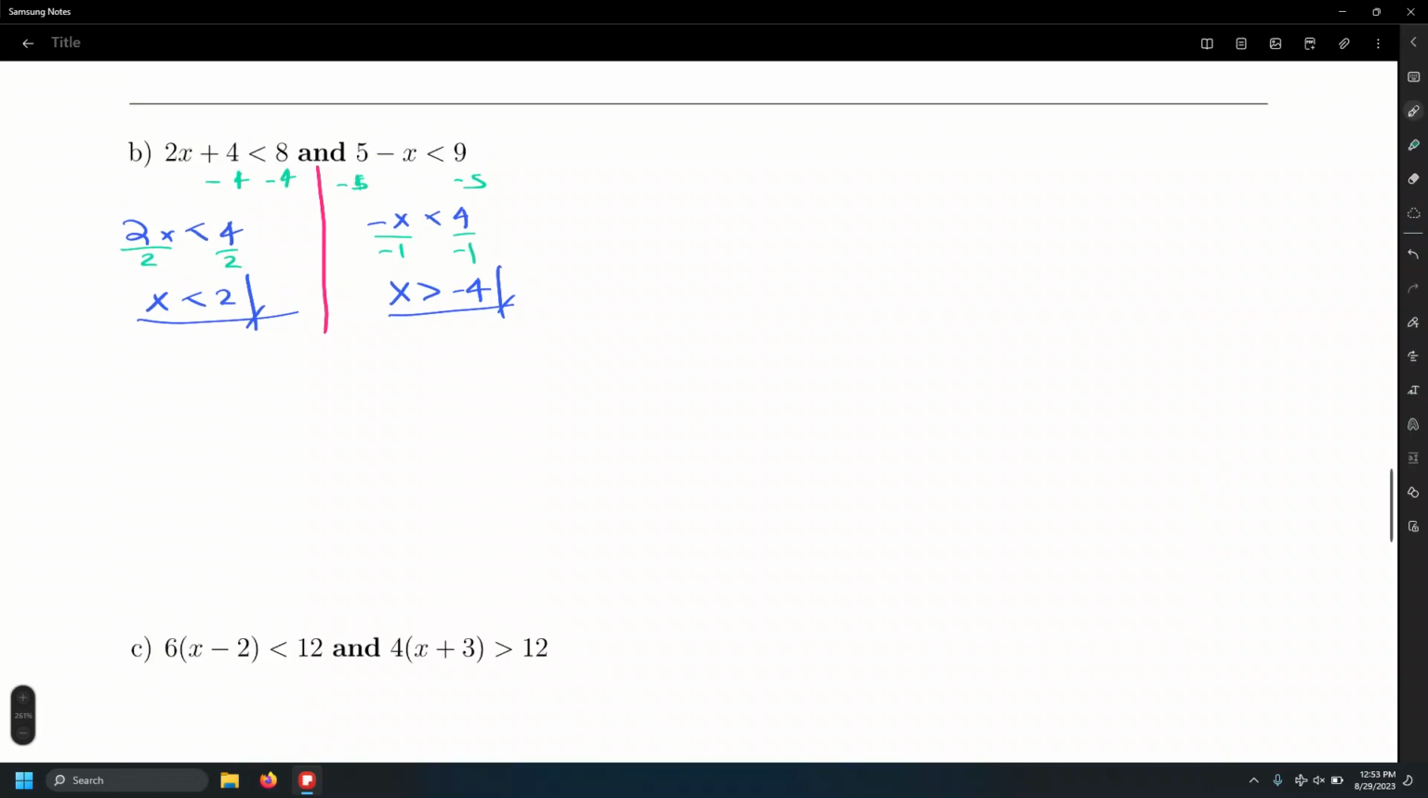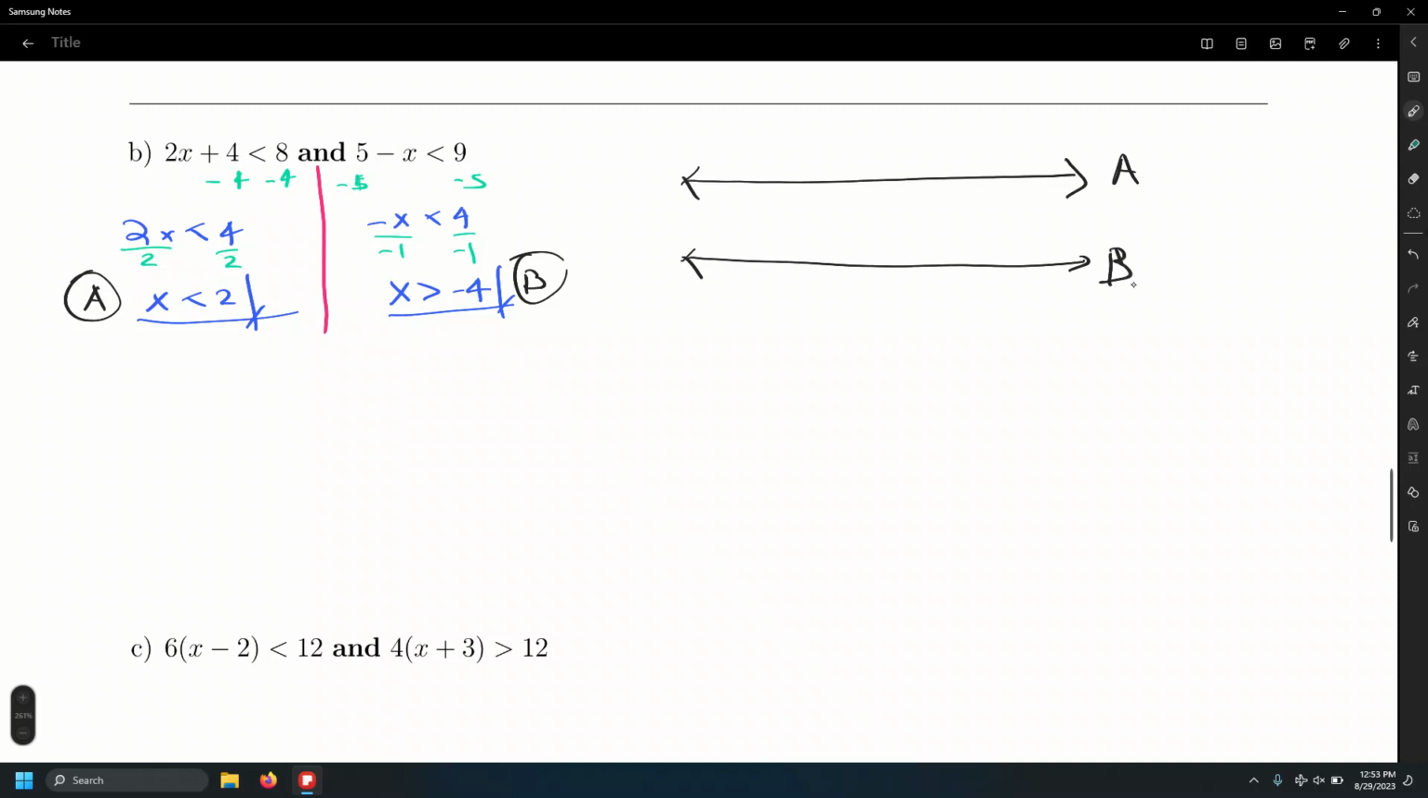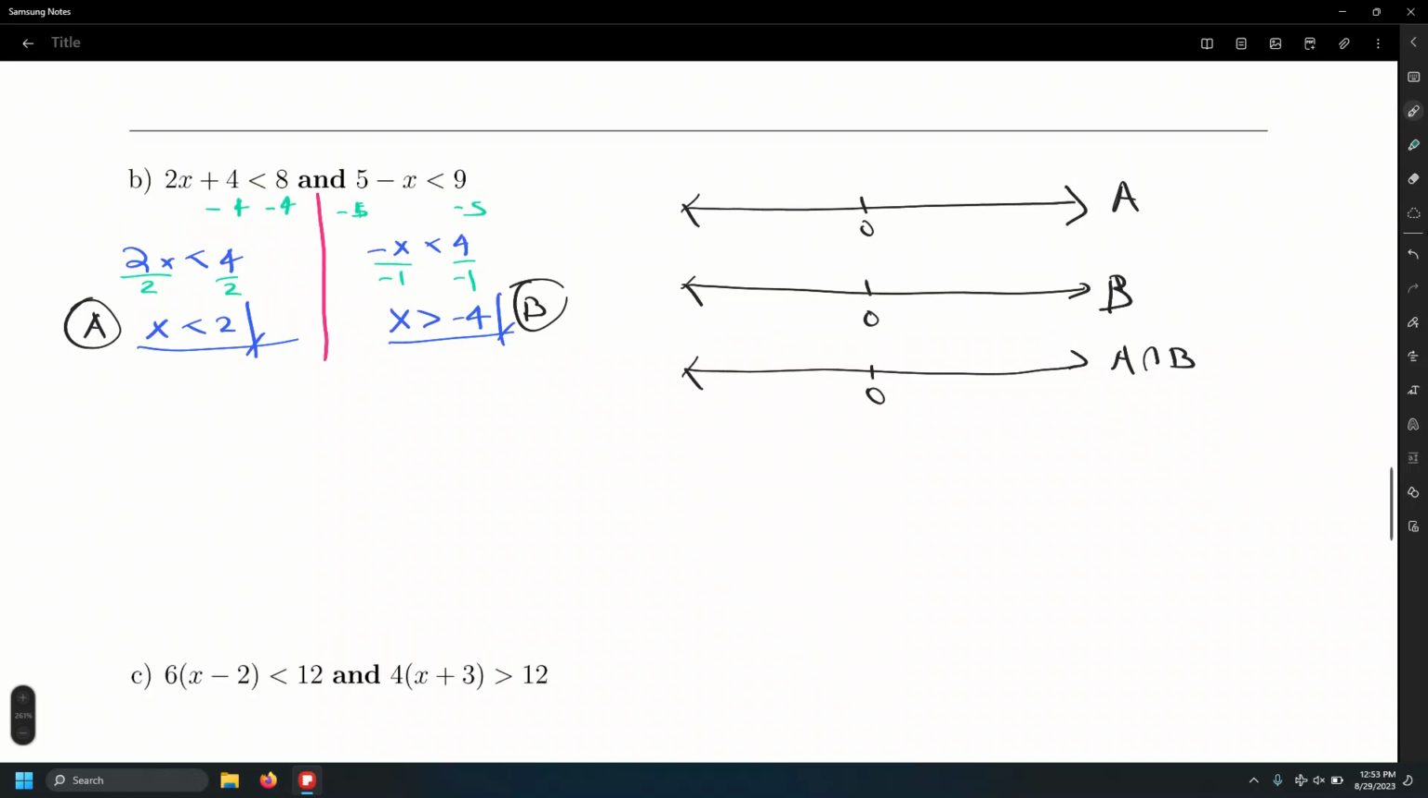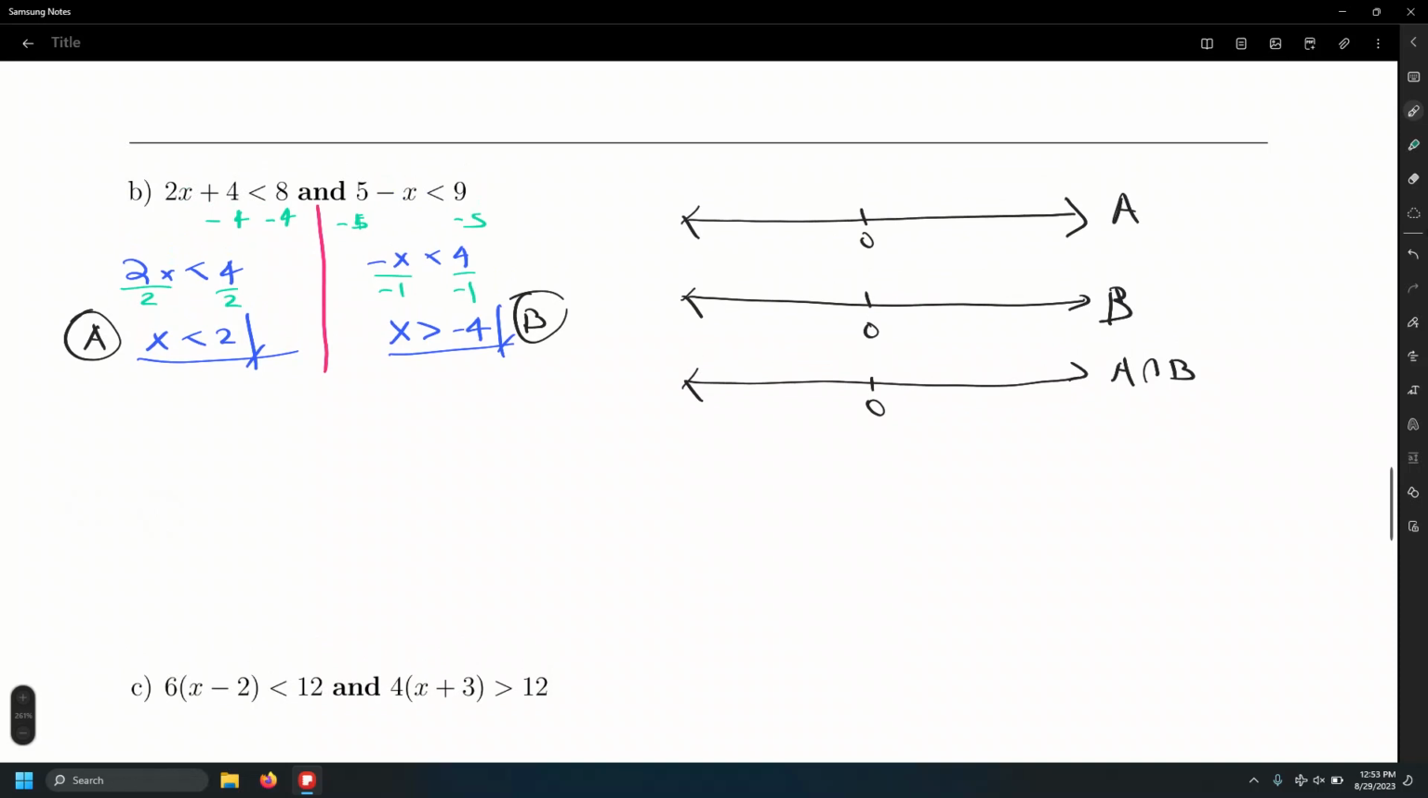So again, this will be our set A, this will be our set B. And here we're going to look at the intersection between A and B. All right, so that's going to be 0, just for reference and to have a number sense in here. All right, let's plot this pair of inequalities.